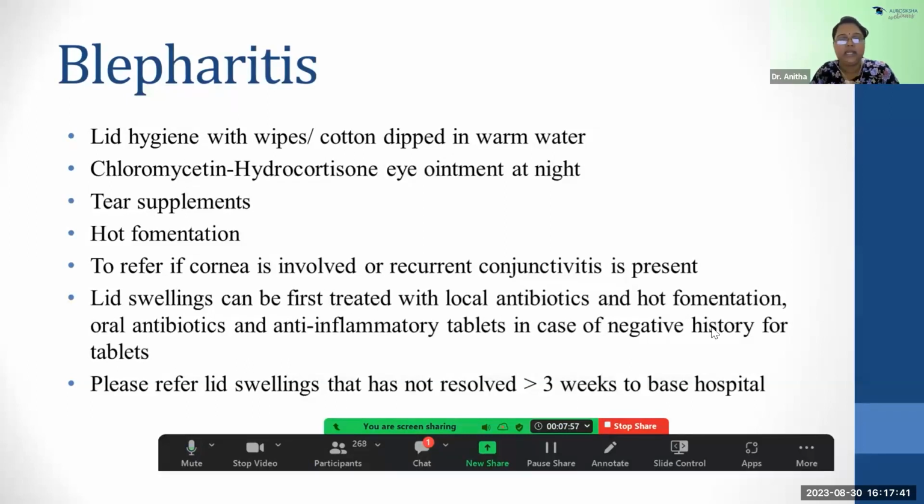So lid swelling, I told you, if there is a negative history for drug allergy, you can prescribe oral antibiotics and anti-inflammatories. And all lid swellings, if not resolved in more than 3 weeks, please refer to a phase hospital.